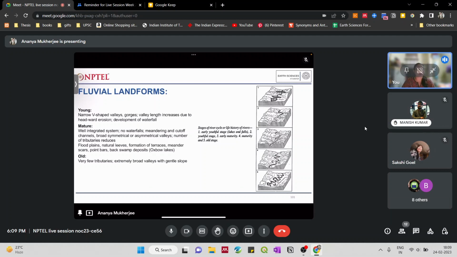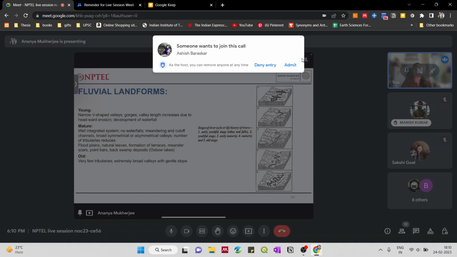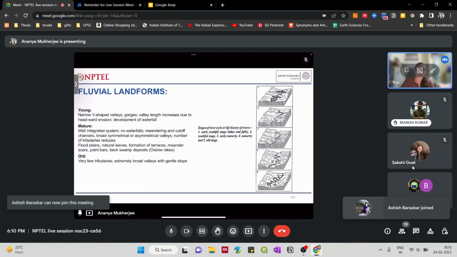Okay, so as I just explained, we have three stages. You have the young stage, the mature stage, and the old stage. Most of the landforms associated with the young stage of the river are valleys and gorges. These are mostly elevated lands, and the river is flowing through them, cutting through the rocks present there. So mostly valleys are formed during the young stage. You will hardly find any depositional landforms.